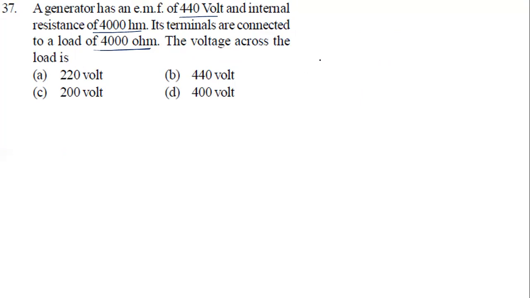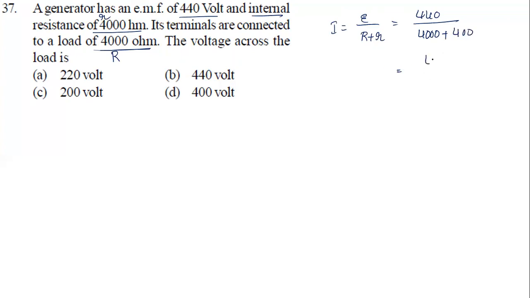To find out voltage across the load, first I need to find out current. What is the formula for current? I equal to E by R plus r. So E means 440 volt divided by resistance. This is external resistor and internal resistance is given here. This is small r. External resistance 4000 plus internal resistance 400.